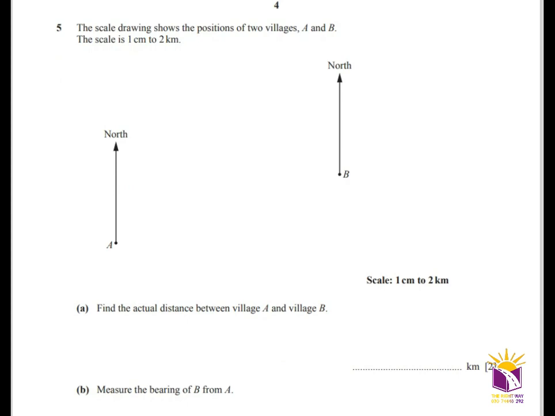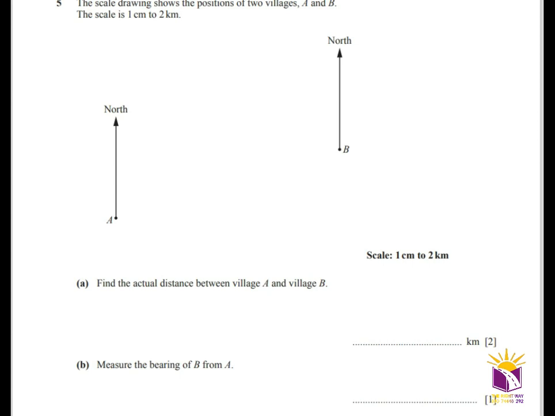Question number 5. The scale diagram shows the position of two villages A and B. The scale is 1 centimeter to 2 kilometer. Find the actual distance between the village A and B. So you are going to take a scale and measure the distance between AB. The distance between AB will be equal to 9.5 centimeter.